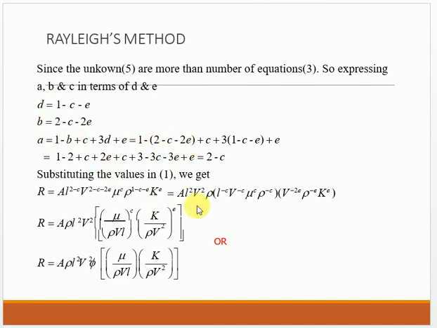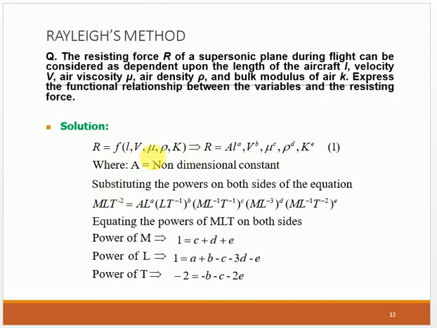So the values are: a will be equal to 2 minus c, b will be equal to 2 minus c minus 2e, d equals 1 minus c minus e. So now I think you would have been confused, so that's why we say Rayleigh's method is limited only to 3 or 4 variables. Here we have 5 variables, right? 1, 2, 3, 4, 5 variables.